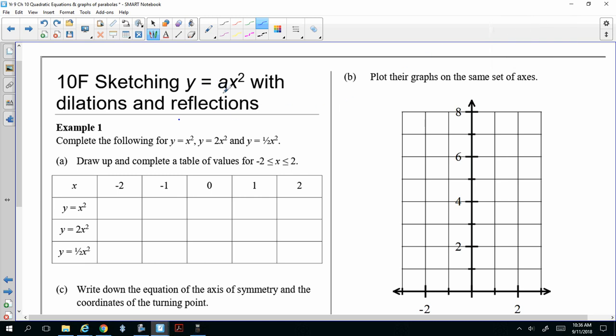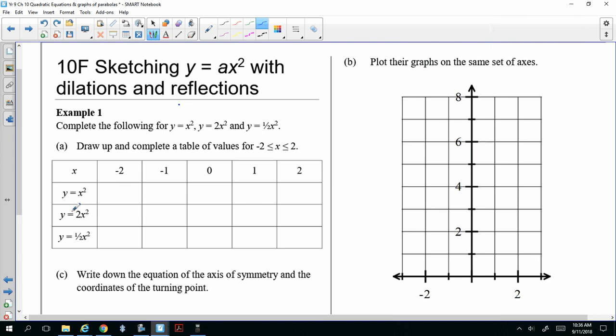Parabola, but today we're going to look. I'm going to sketch all these graphs and see the difference between them when you have a number in front of x squared. Starting with -2, you get 4, 1, 0, 1, 4. Does that make sense? You square it and then plot the points. So you go 0, 1, 4.